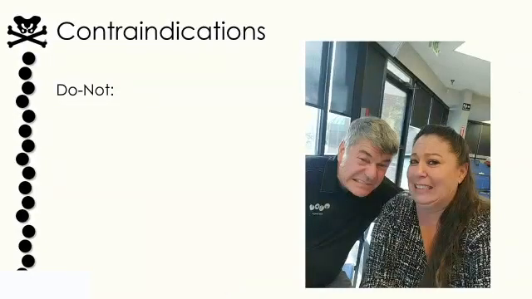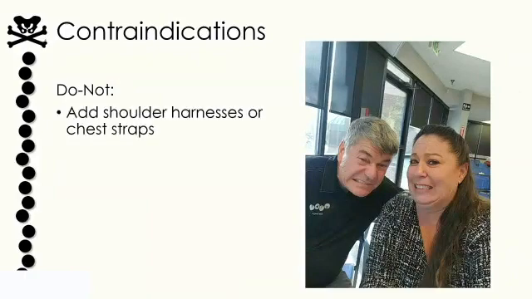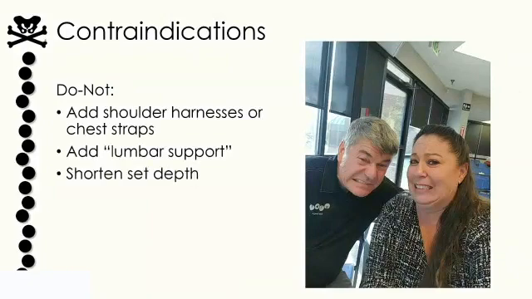Sleeping alignment is important, so check that. Contraindications: please do not add shoulder harnesses or high chest straps, because that's going to facilitate or encourage the lumbar lordosis. You do not want to continue to add lumbar support. It's no longer in a weight-bearing plane, and you're filling in the space, but it's not an actual support surface, so you don't need to fill in.